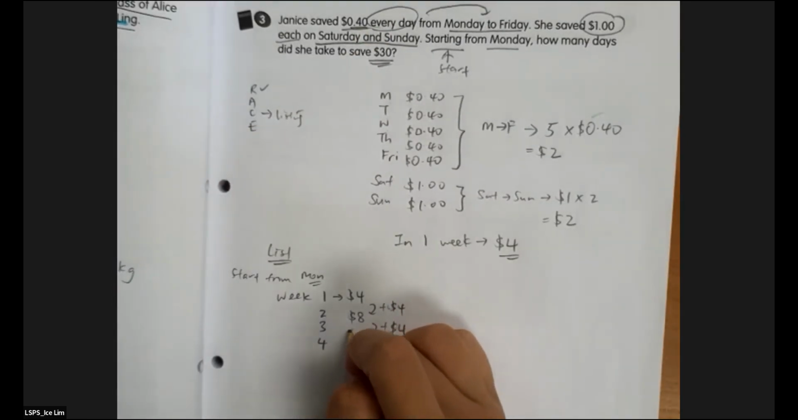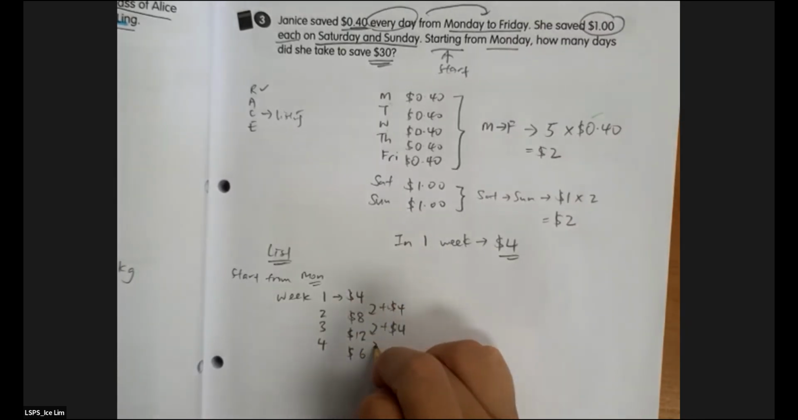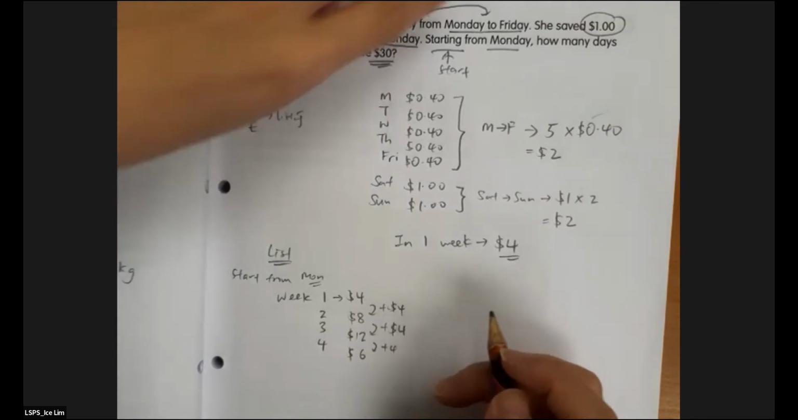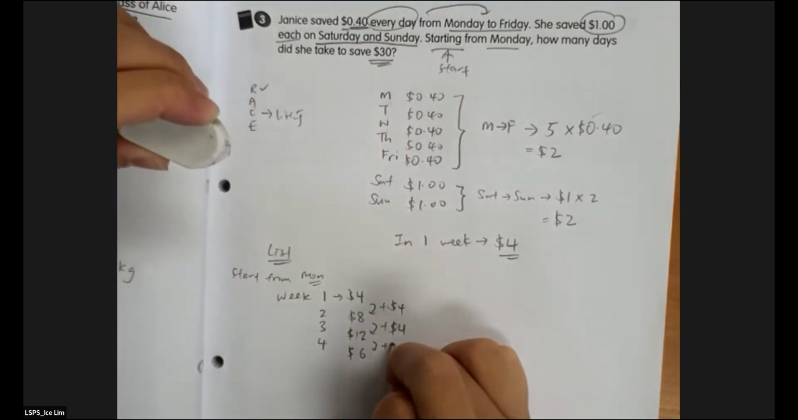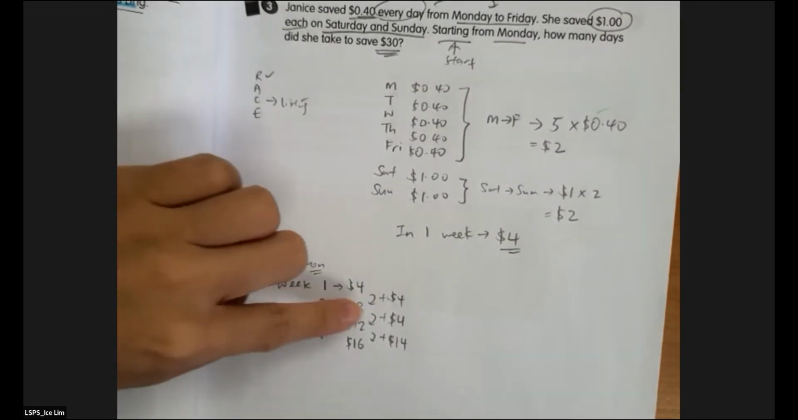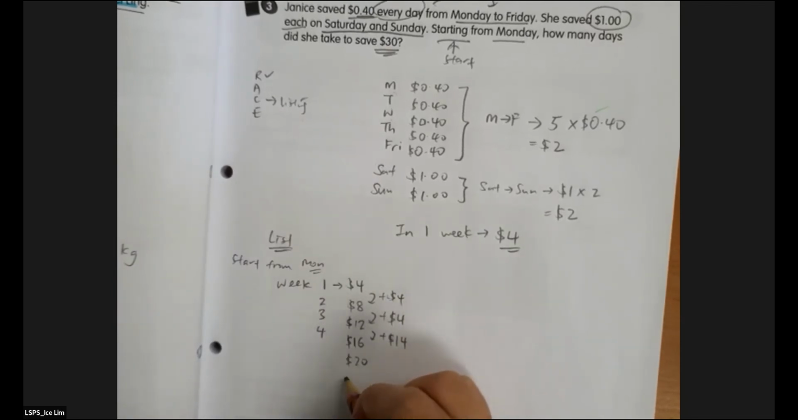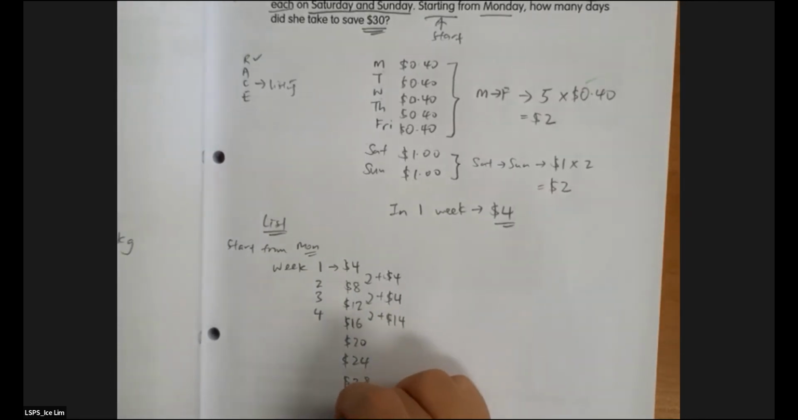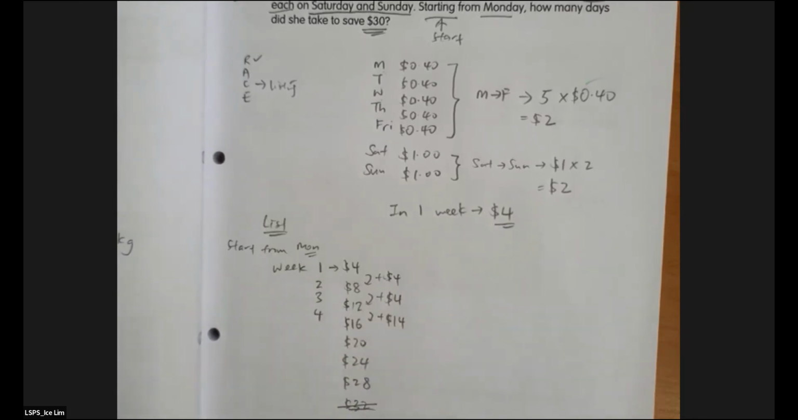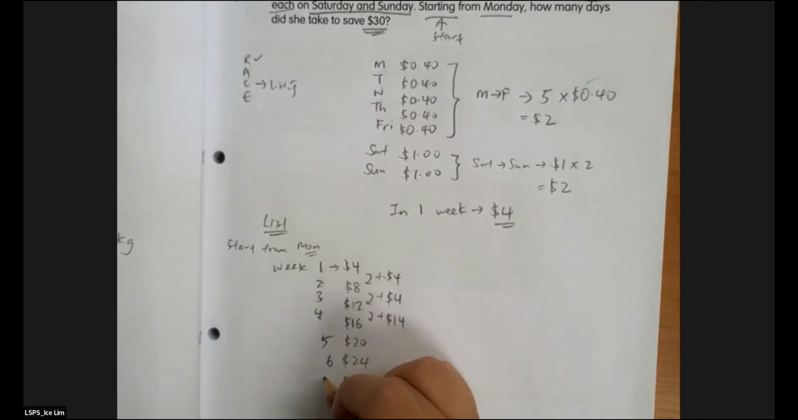4, 8, 12, 16. It's like listing my timetable. 1 times 4, 4; 2 times 4, 8; 3 times 4, 12; 4 times 4, 16, 20, 24, 28, 30, 32. No, 32. So week 1, week 2, week 3, week 4, week 5, week 6, week 7.